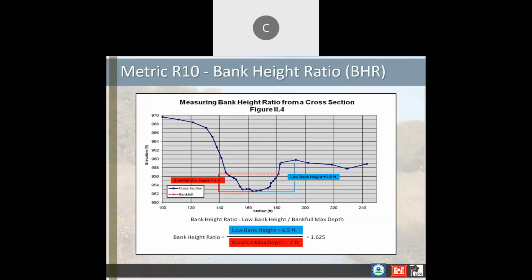All right, so assessing metric R10, which is the bank height ratio. I think this should be R7. I apologize. My numbering is off on this slide. So assessing the bank height ratio.